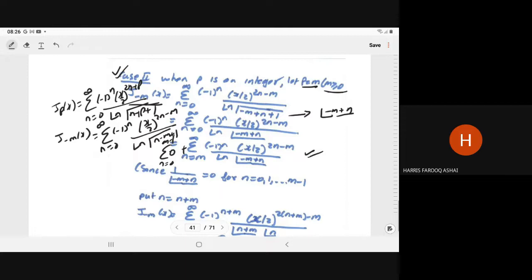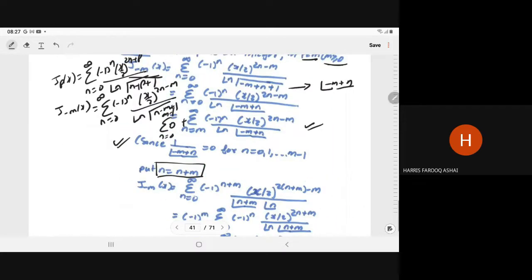Why are we taking from m to infinity? Because up to m minus 1, all the terms are zero, right? So here we have the summation n equal to m to infinity of (minus 1) to the power n, (x by 2) to the power 2n minus m, upon factorial of minus m plus n. Here is the reason: 1 upon factorial of minus m plus n is 0 for n equal to 0, 1, 2 up to m minus 1. Now replace n plus m by n.